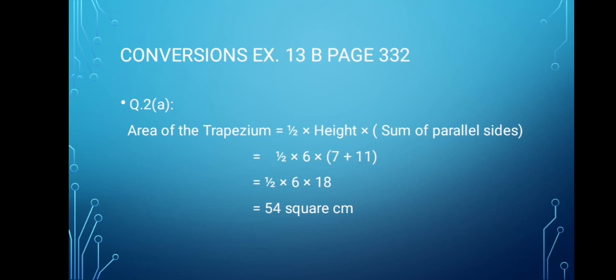So height is substituted as 6 and the two parallel sides are 7 and 11. So 7 plus 11 is written within the brackets. According to the application of BODMAS, we have to first of all work out whatever is inside the brackets. So 7 plus 11 will be worked out first of all. This will give us 18. Now this 6 can be cancelled by the 2, so 2 times 3 is 6, so 3 will be left in the numerator, multiplied by 18 will give you 54 square centimeters. So that's the area of the given trapezium.